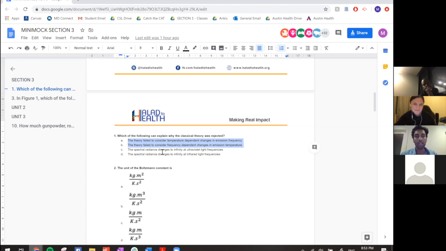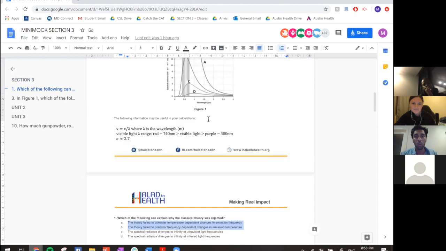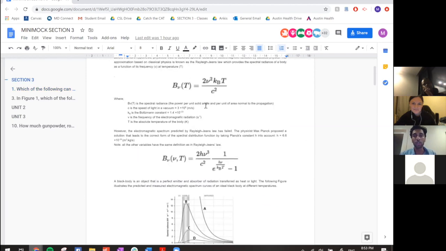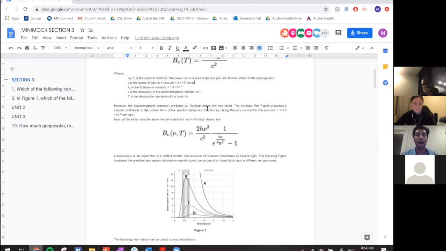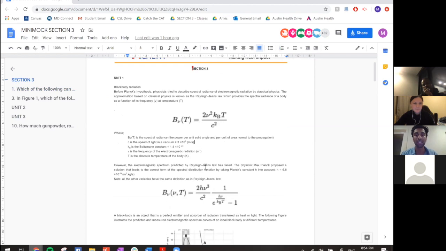So it's talking about the spectral radiance diverges to infinity. Well, it's kind of difficult to identify this idea of spectral radiance or how it can diverge to infinity. So there's a need in some cases to unpack what the formula is presenting. So I might just annotate and then that might give you a clearer understanding of where I'm coming from.